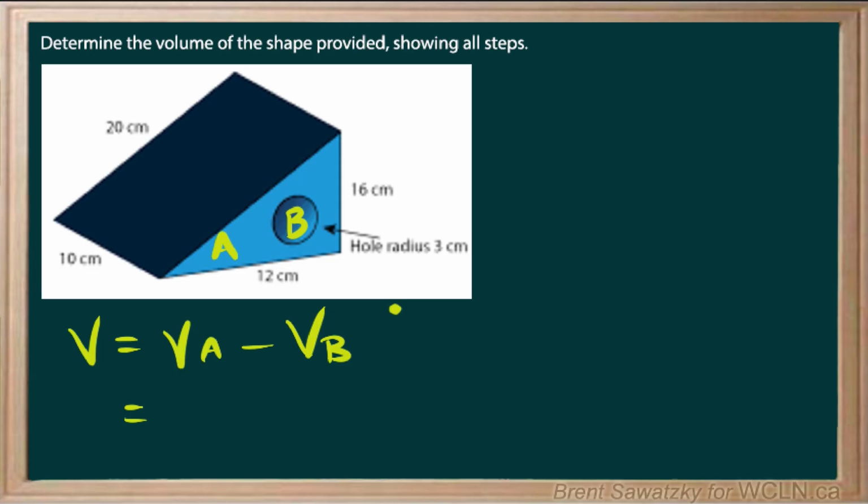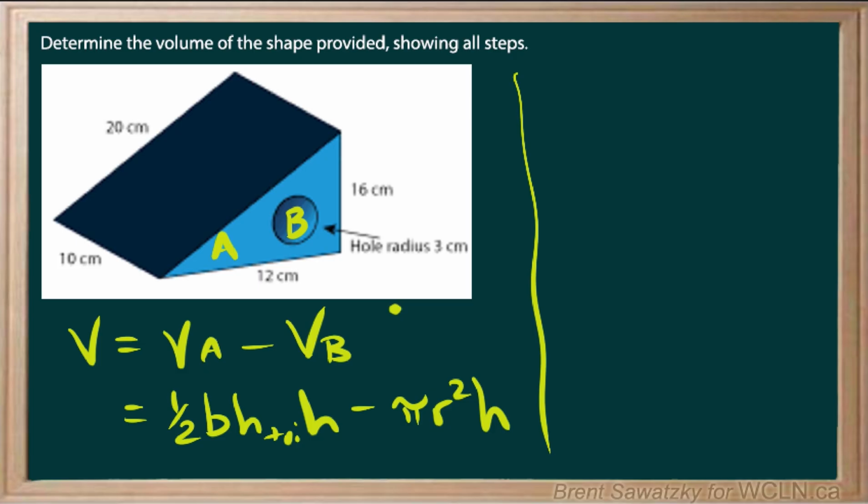All right, so the volume of A, given that it is a triangular prism, the area of the base would be 1/2 base times height of the triangle times the height of the prism. And then we have the cylinder there, so that would be pi r squared for the area of the base, and then times the height of that cylinder. So let's carry on with that.